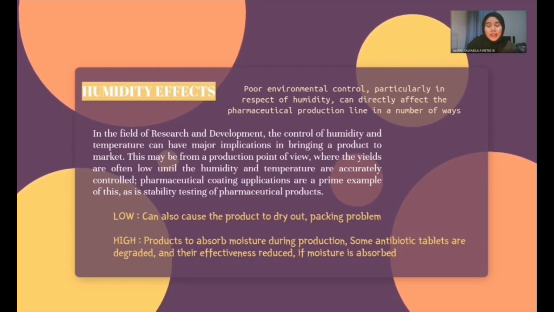As for the effect of humidity, when the humidity is very low, it can cause the product to dry out easily, which leads to packing problems. Whereas when the humidity is high, the products can absorb moisture during production. For example, some antibiotic tablets are easily degraded, which could decrease their effectiveness.